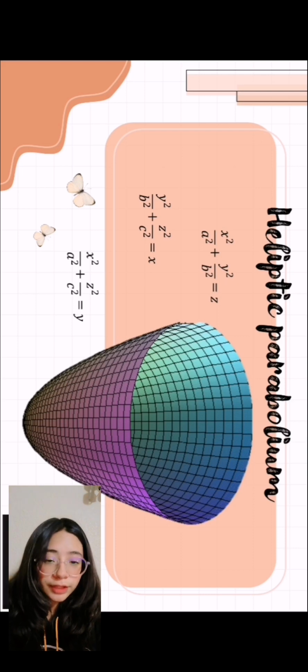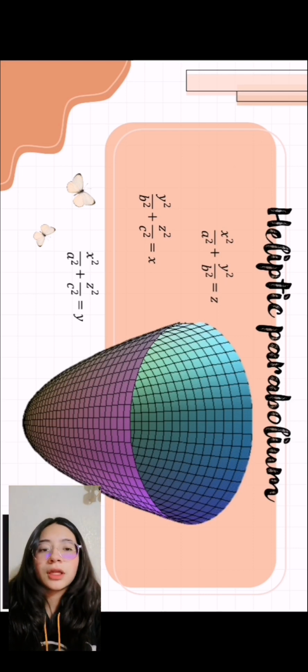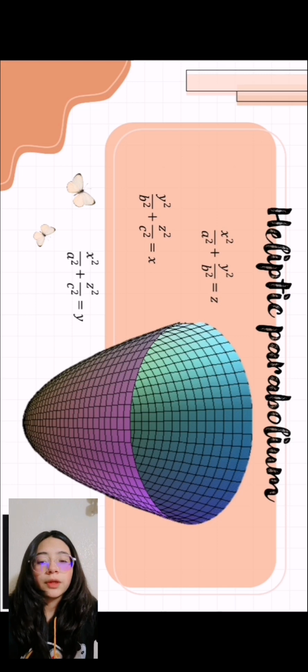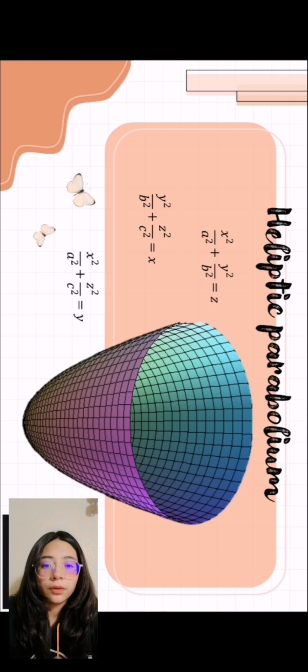As in the three examples that we have here, we can see that it doesn't matter which variable is the linear term. Meanwhile, the other two variables are quadratic and positive.